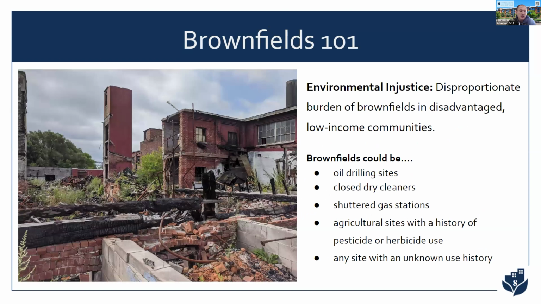Brownfields are an environmental justice issue, because you'll see they're disproportionately located in disadvantaged and low income communities. If you were to take a look at a screening tool like EJ Screen or CES, you could easily see the connection between pollution and air quality and how much harder those things are felt by low income households. These sites could be oil drilling sites, closed dry cleaners, shuttered gas stations, any site with an unknown history where there could be pollution in the ground, where nothing's happening on the property.